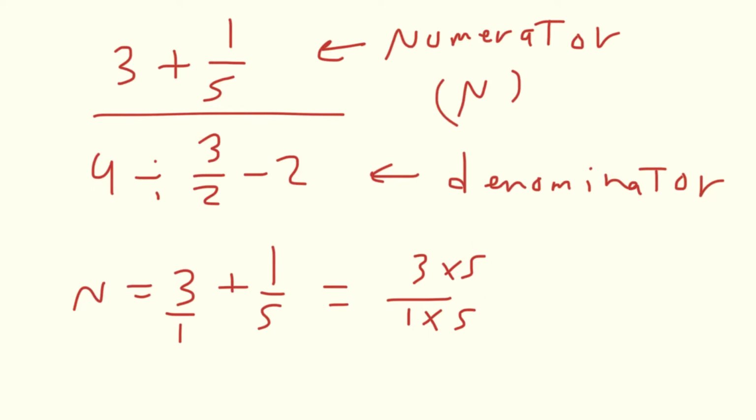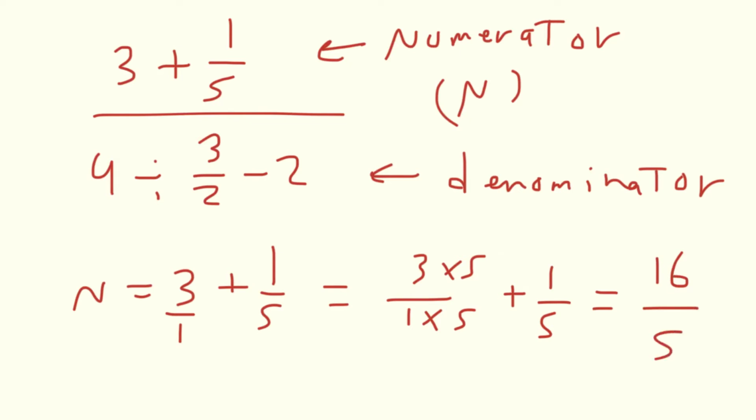Now I can add with the 1 over 5, because now the denominators are the same. When the denominators are the same, the result keeps the same denominator at the end, and I just add the numerators, the 15 and the 1. So it becomes 15 plus 1, 16. 16 over 5.